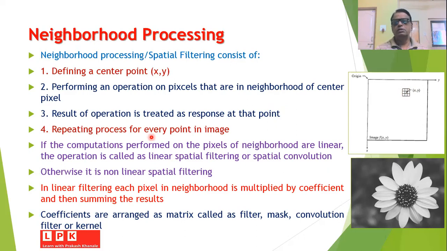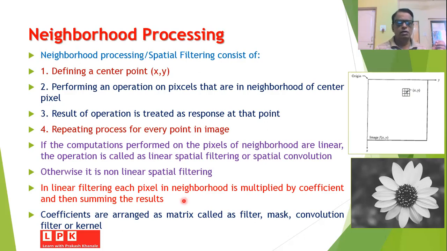So if the computations performed on the pixels of the neighborhood are linear, then this operation is called linear spatial filtering, or sometimes we call it spatial convolution. And if it is not linear, then such filtering is called non-linear spatial filtering.